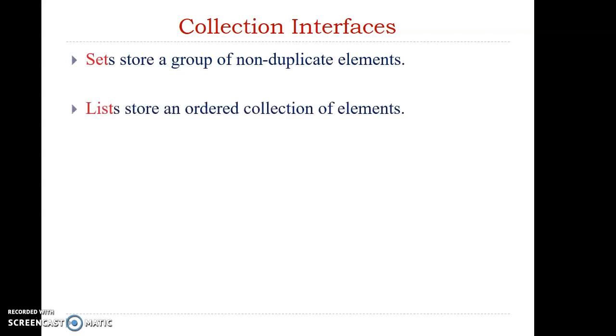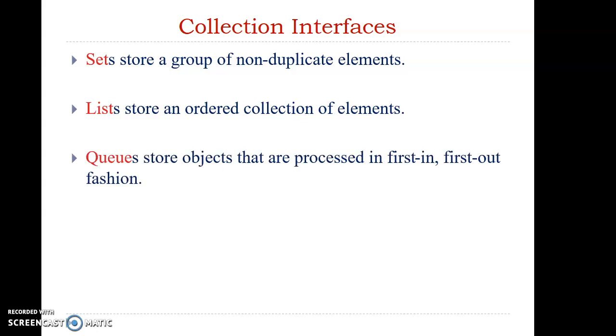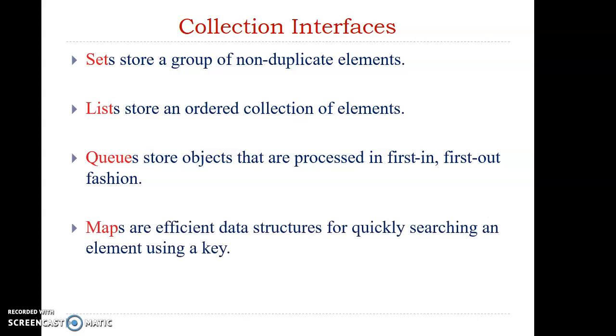After this we have the collection interface which contains sets. A set is a group of elements which does not allow duplicates. The List interface is an ordered collection. As you have seen, ArrayList belongs to the List interface, so ArrayList is an ordered collection of elements, added in the order in which you add them. Queue stores elements in first in first out fashion. And last, maps are an efficient data structure for quickly searching using a key. HashMap belongs to the Map interface.